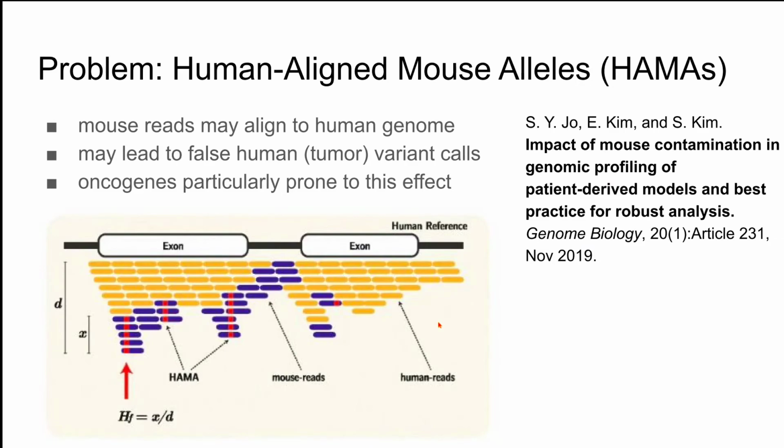This can even lead to so-called human-aligned mouse alleles or HAMAs, which were described recently. The authors here showed that reads that actually belong to the mouse genome can be falsely aligned to the human genome and then give rise to false variant calls in the human genome. And this is of course a problem if you study mutations induced by the tumor.